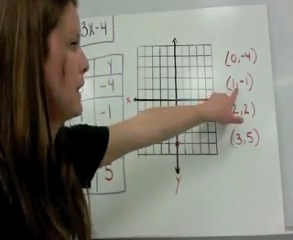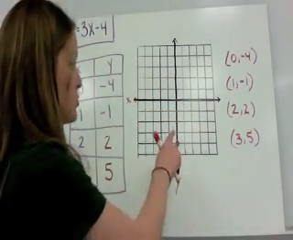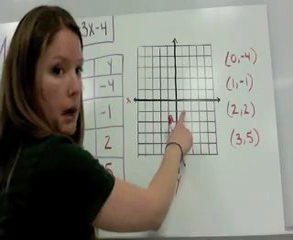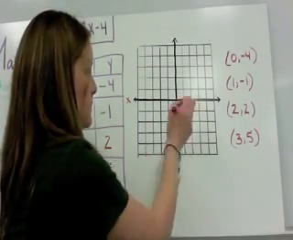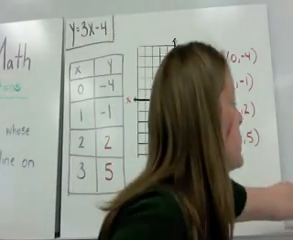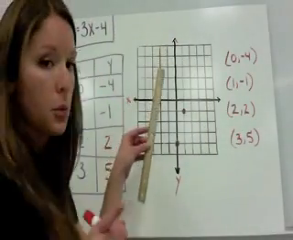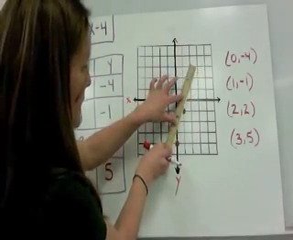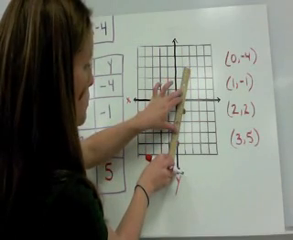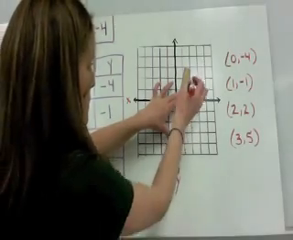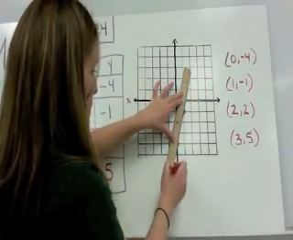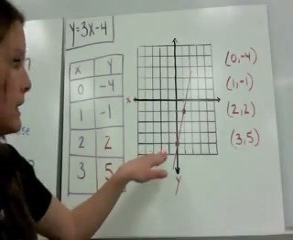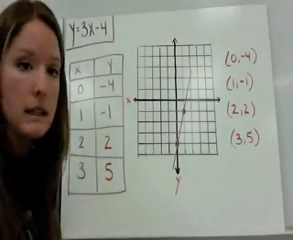My next point, 1, -1. I'm going to start out at 1 on my x-axis and go down to -1 on my y-axis. Now, if I take my ruler, and you all should be using a straight edge as well, if I take my ruler and I connect these 2 points, I have just created a line that is equivalent to my linear equation.